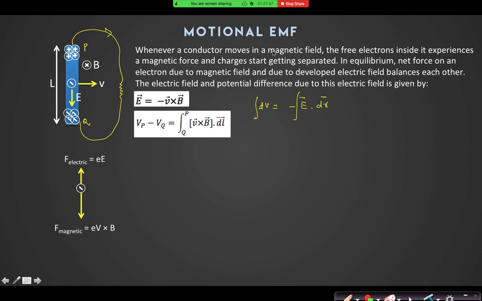Can you understand this entire method of motional EMF? No. Yes. Should E not be V cross B? Why? Equal to? What's the question? I didn't get it. So why is there a negative sign in V cross B? So it should be V cross B only.